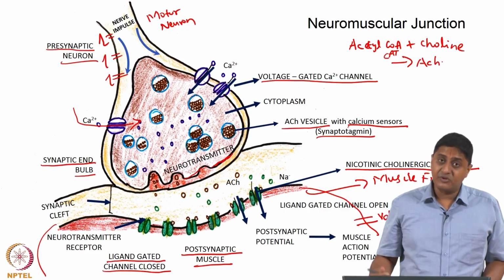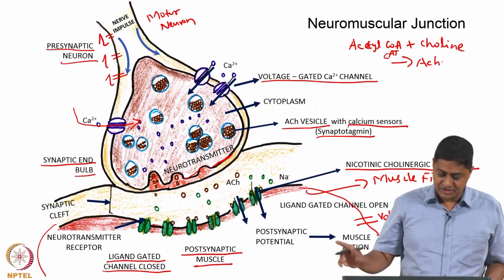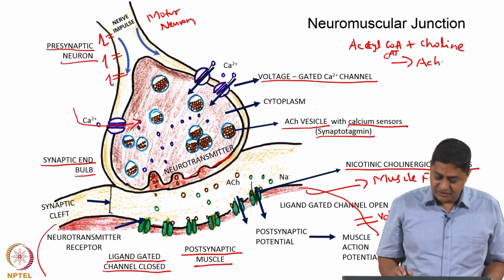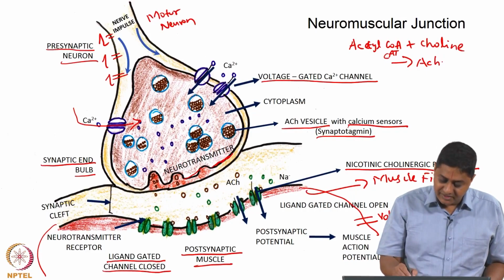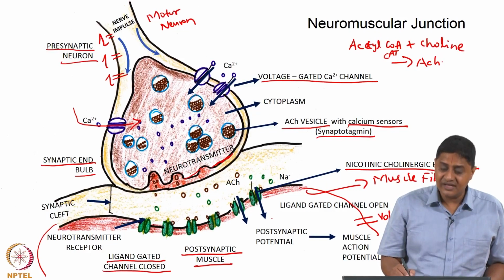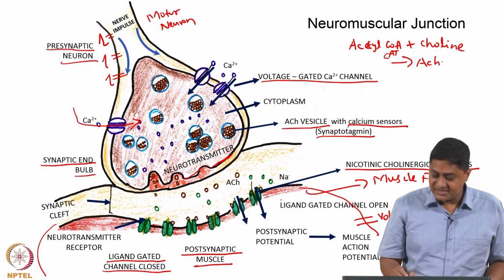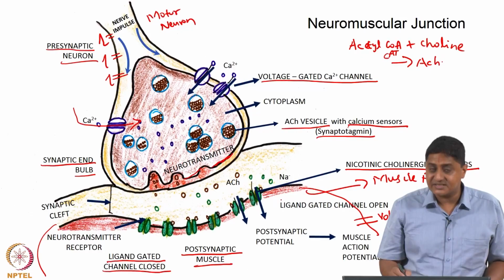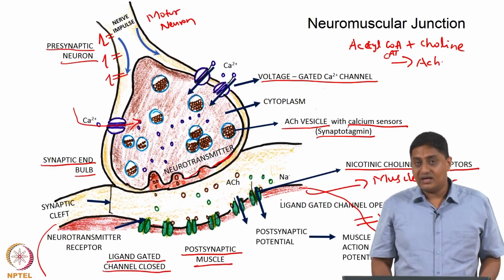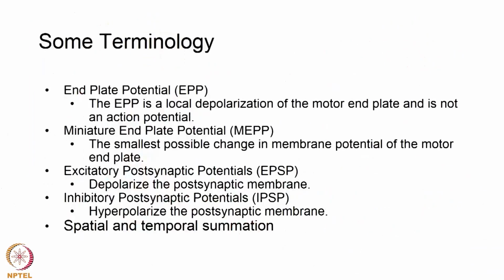How this muscle fiber produces force is a topic for future classes, but for now it is sufficient for us to know that when sodium enters inside via the ligand gated sodium channel, the nicotinic cholinergic receptors, it could, and in many cases does, cause an action potential in a muscle fiber.